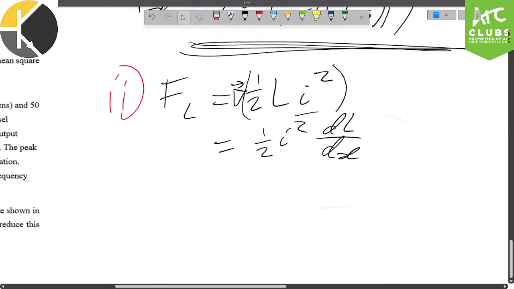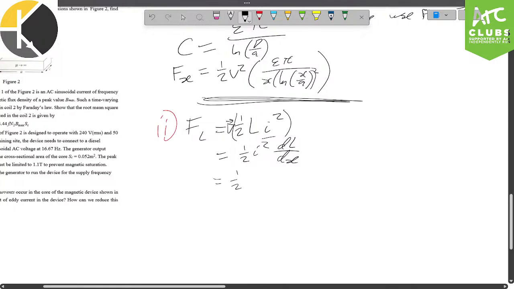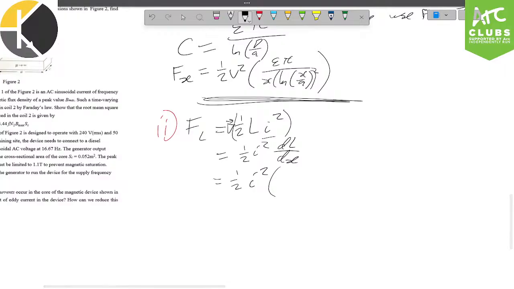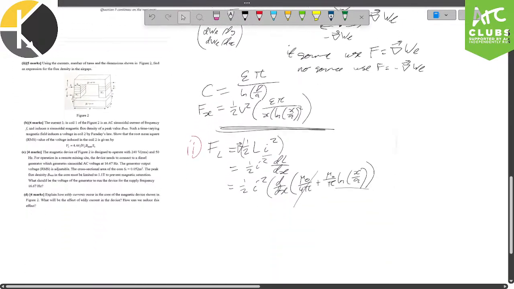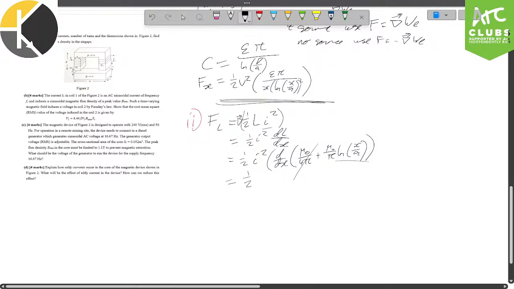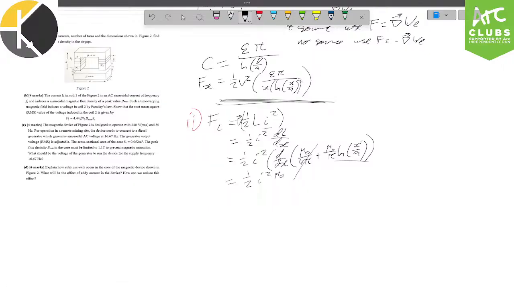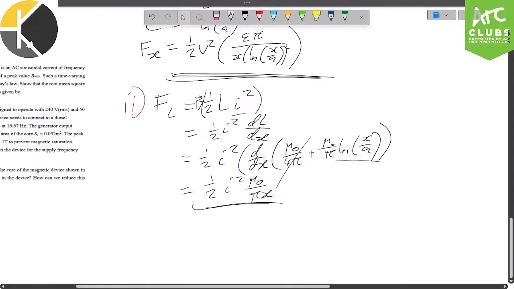So let's move over here. We get equals 1 on 2 I squared times d on dx of mu 0 on 4 pi plus mu 0 on pi ln d on a, x on a I'll have. And so, no x terms here, differentiate this. They tell us that the ln just becomes 1 on x, and so we get 1 on 2 I squared mu 0 on pi times x. Bam.